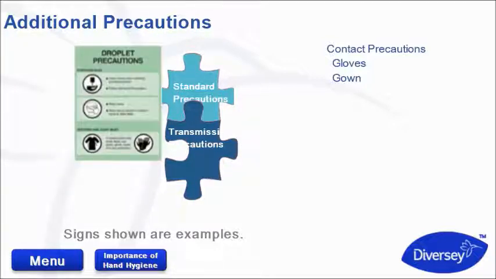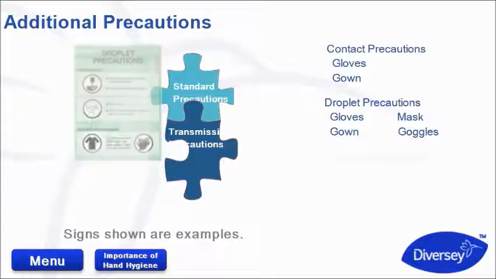Droplet precautions are used when a patient is infected with a pathogen that can be transmitted via droplets, such as respiratory viruses. When you see this precaution sign and there's a reasonable expectation you could be exposed to blood or body fluids, you should wear a face mask and goggles or a face shield when you're in close contact with the patient or his or her environment, along with gloves and a gown.